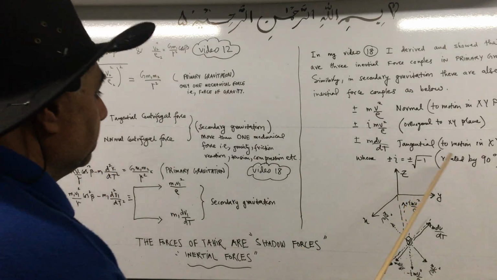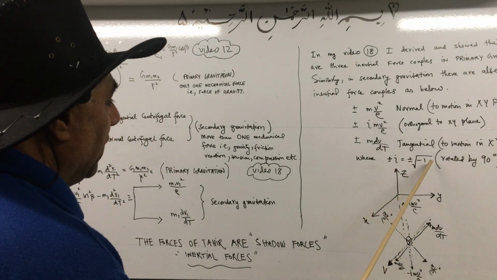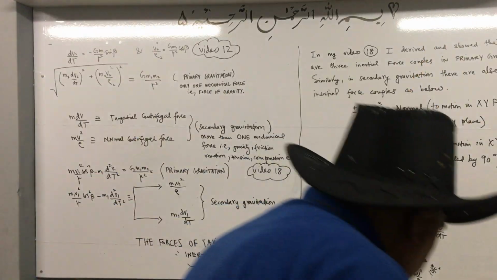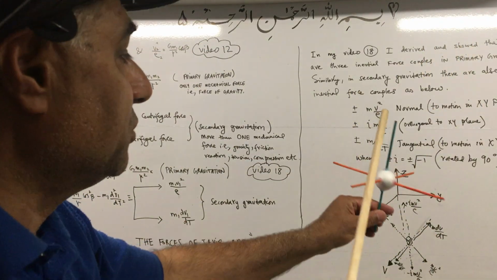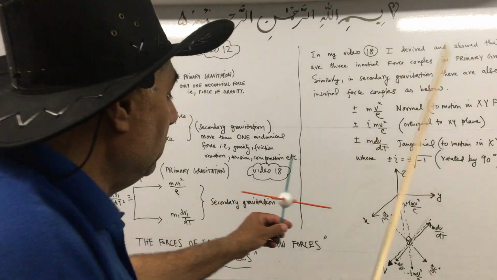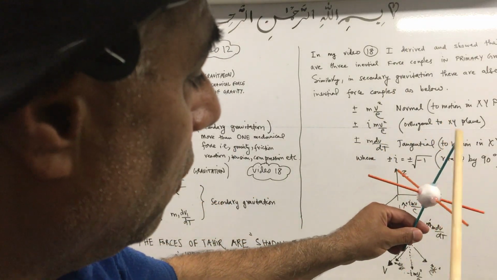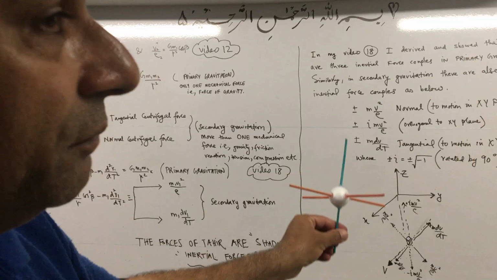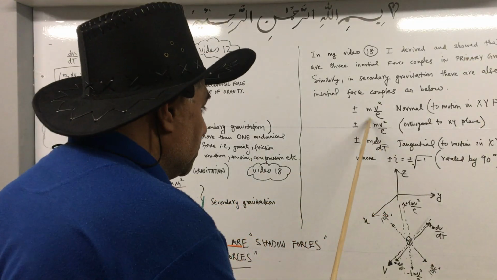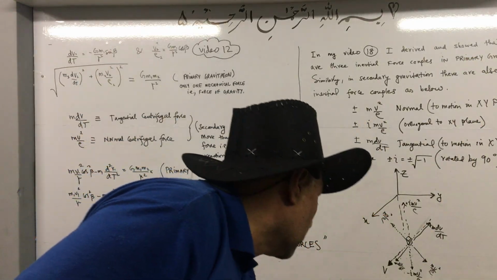Okay, so iota is -1 just to show that the force, this force mv square over rho, is orthogonal to the plane of motion. Otherwise, we don't use this in calculations.